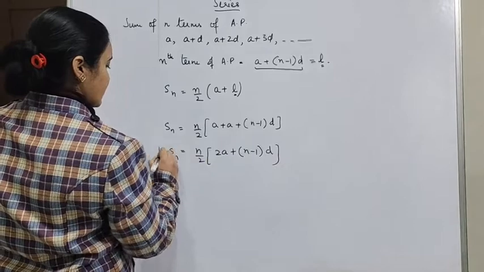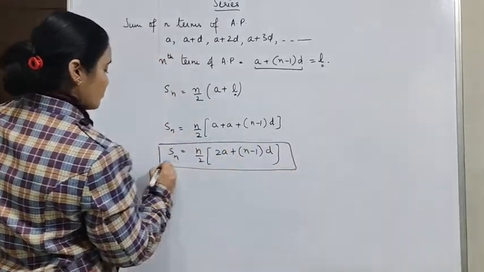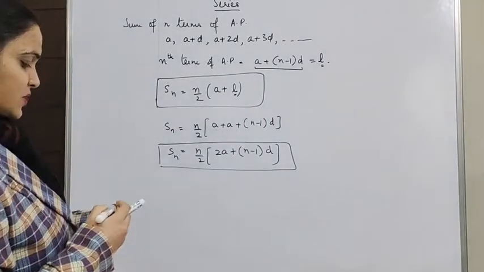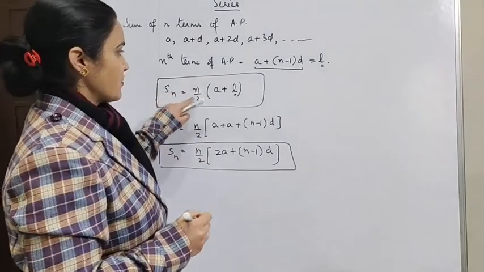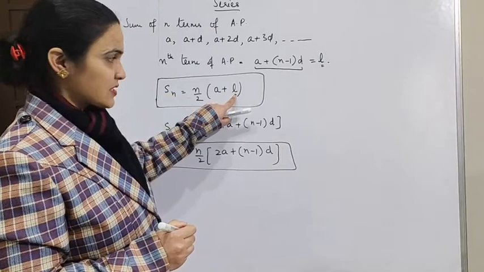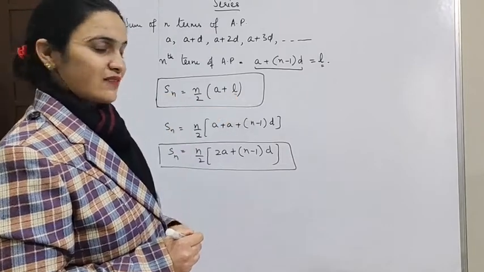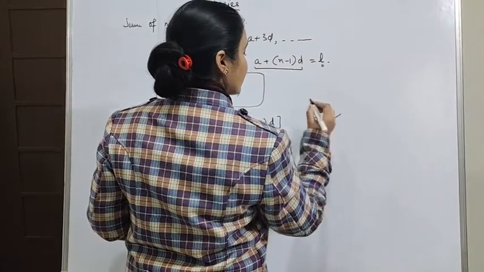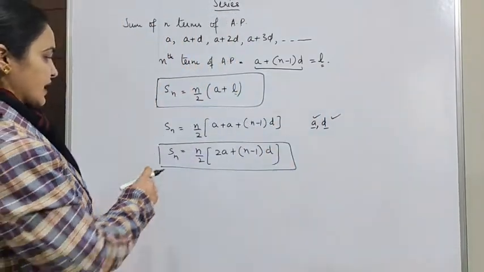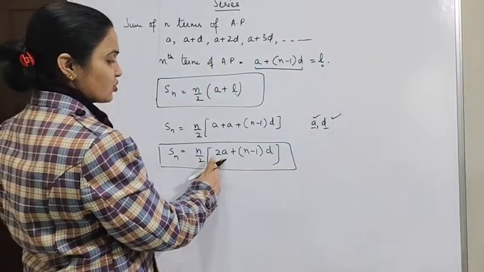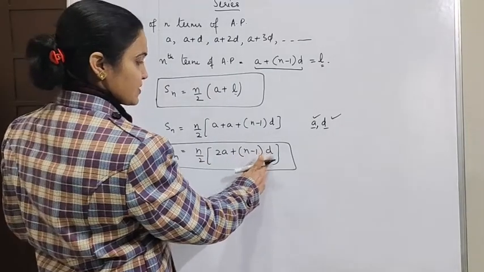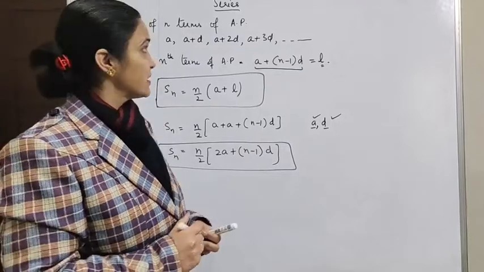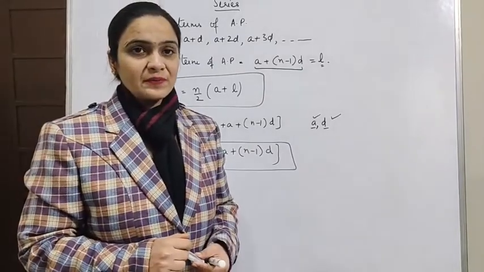This is Sn. So we have derived two formulas for Sn, the sum of first n terms. One is n by 2 times a plus l, when the last term is given. If the last term is not given to us and we have only a and d, the first term and the common difference, then the sum of first n terms is given by n by 2, 2a plus n minus 1 times d. So let us now take some questions based on the sum of n terms of AP.